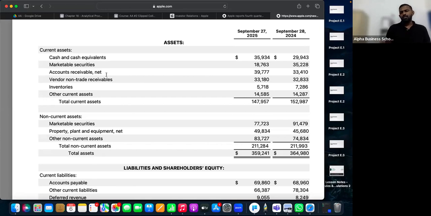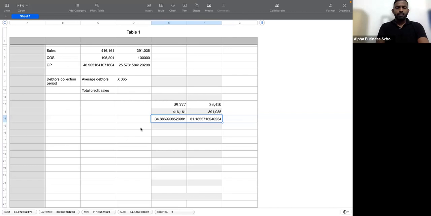Inventory. That sounds very interesting. Look at inventory, what has happened. Last year it was $7,000. It has become $5,000 this year. That is quite unusual, right? So we have to analyze and see. 5718 and 7286. So I put the inventory numbers here.